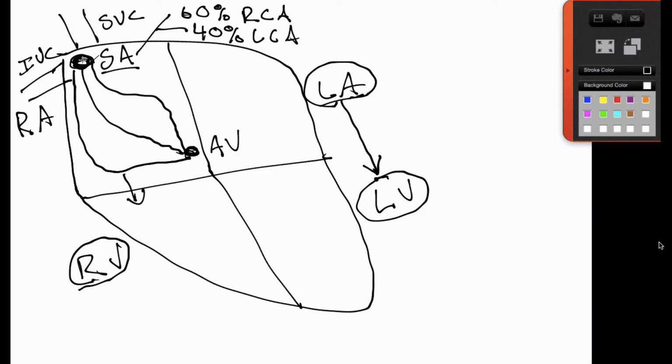We also have the left atrial tissue. How are we going to supply that? That's supplied through Bachmann's bundle. So just remember that for your anatomy test. Bachmann's bundle goes from the SA node to the left atrium.